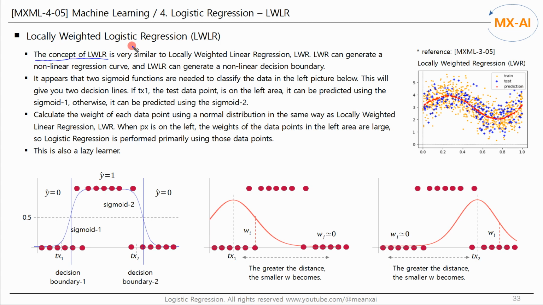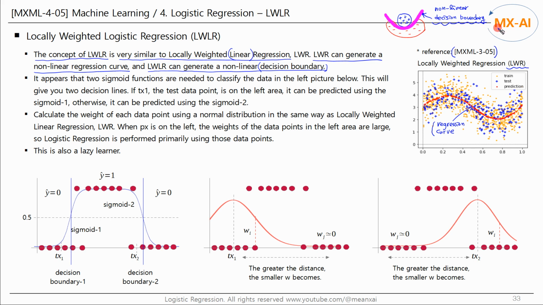The concept of LWLR is very similar to Locally Weighted Linear Regression, LWR. LWR can produce a nonlinear regression curve. And LWLR can also produce a nonlinear decision boundary. In this linear regression video, we looked at Locally Weighted Regression, LWR. We saw that the regression curve was generated like this. When classifying these data points, LWLR can create a nonlinear decision boundary like this.